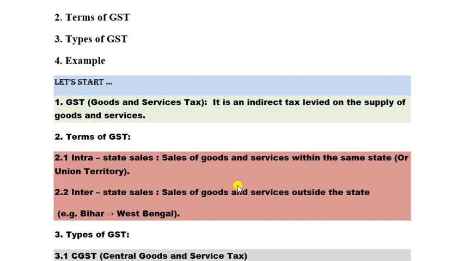First, the full form of GST is Goods and Service Tax. And remember that Goods and Service Tax is an indirect tax levied on the supply of goods and services. It's an indirect tax. It's collected from different types of persons or owners, manufacturer, shopkeeper, consumer, like that.